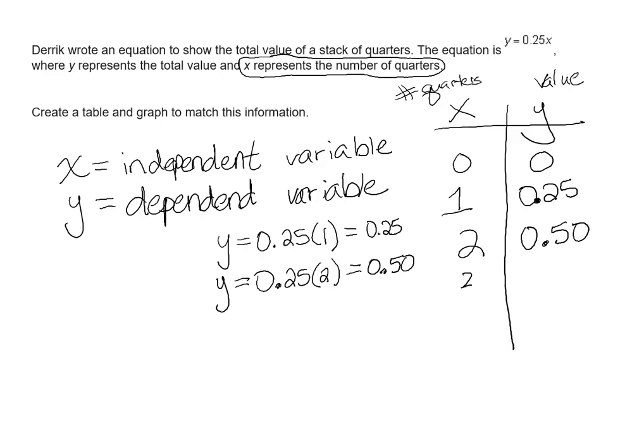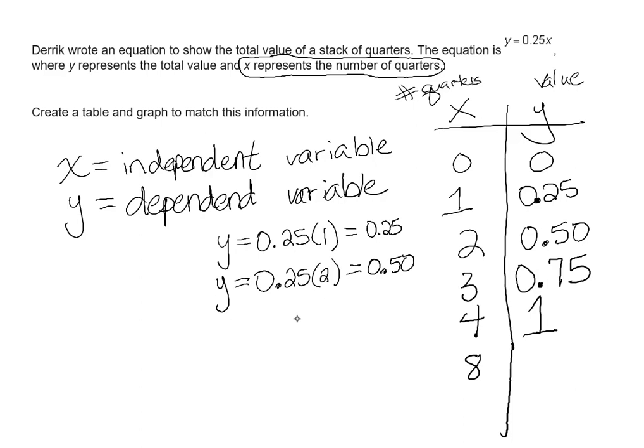3 quarters would be an additional 25 cents. We could multiply 0.25 times 3, and we get 0.75. 4 quarters is another 25 cents. 4 times 0.25 is 1. We could also determine the amount of money for, let's say, 8 quarters.